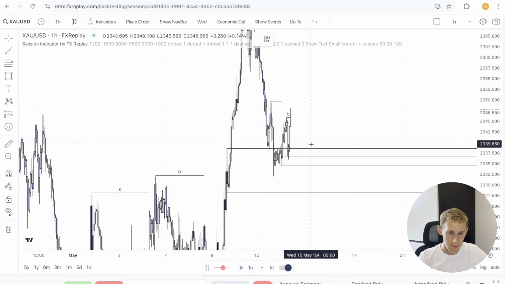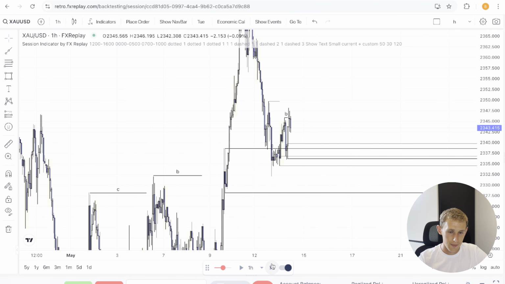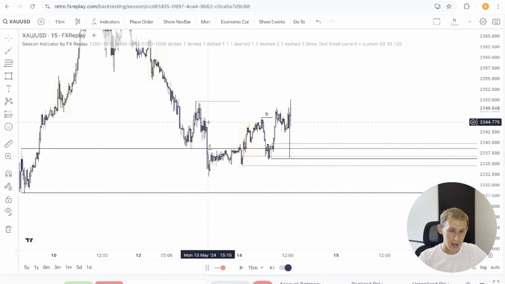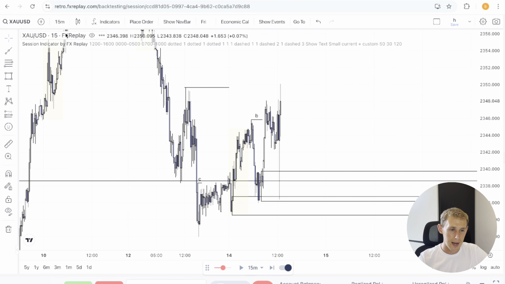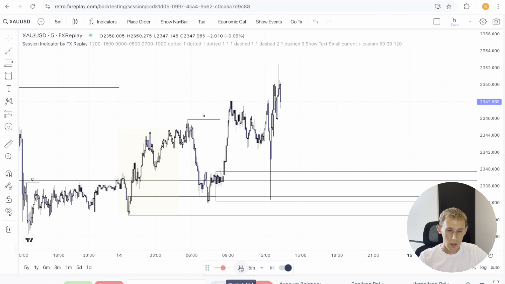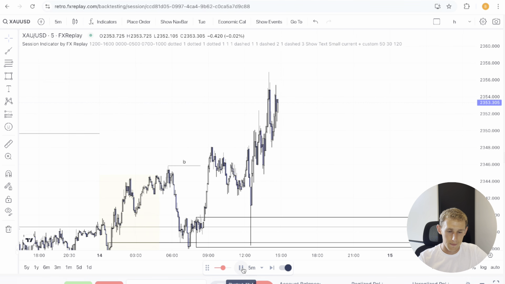Next point of interest, maybe if price can retrace into this hourly demand right here. Okay, so we had a wick into it. Yeah, so obviously the point of interest played out nicely, but there wasn't a confirmation here. You can see price just tapped and went. Yeah, same thing there.